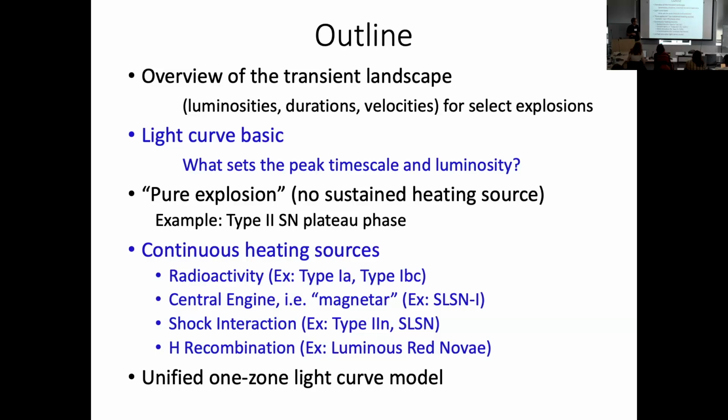You have many cases where the ejecta runs into something, and the shock wave that it produces on larger scales, not the initial explosion of the star, but the shock wave it produces as it runs into material, can provide a source of heating. And then we have other events where potentially the recombination of hydrogen can power the light curves, for example, luminous red novae.